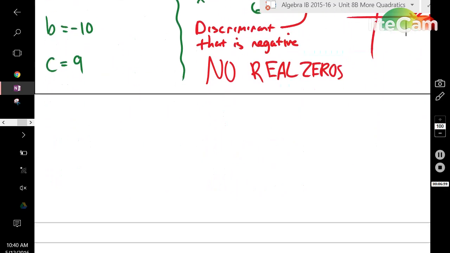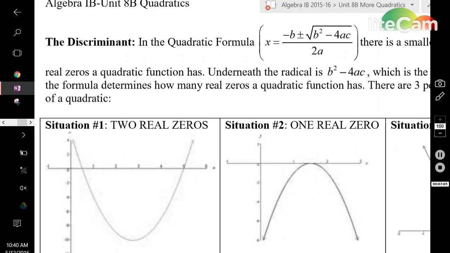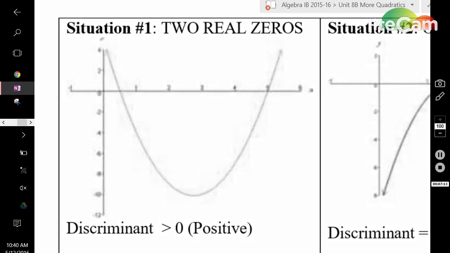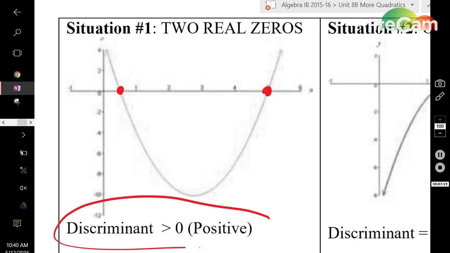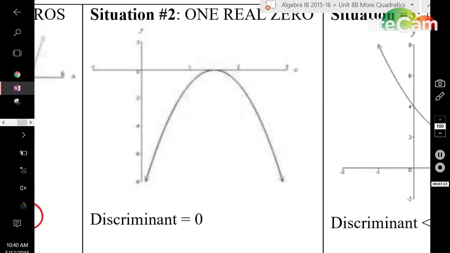All right. Now let's say the problem just says find the number of real zeros for this quadratic. If it just says find the number of real zeros, you don't have to do the entire quadratic formula. You just need to do the discriminant portion. So here, the 3 possible situations are: you can have 2 real zeros, where the parabola crosses the x-axis twice. That's when the discriminant is positive. Situation 2, you could have 1 real zero, where it kind of just skims the edge of it or intersects it once. That's when the discriminant is 0.